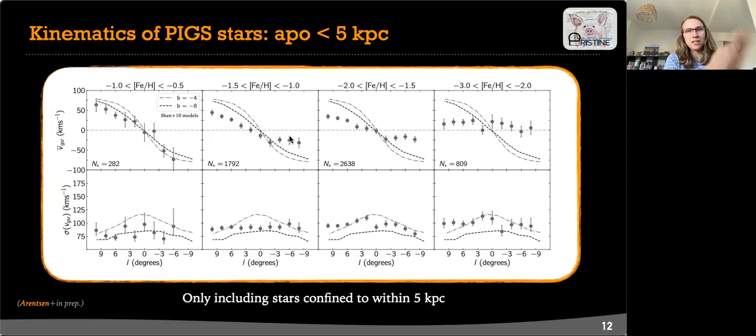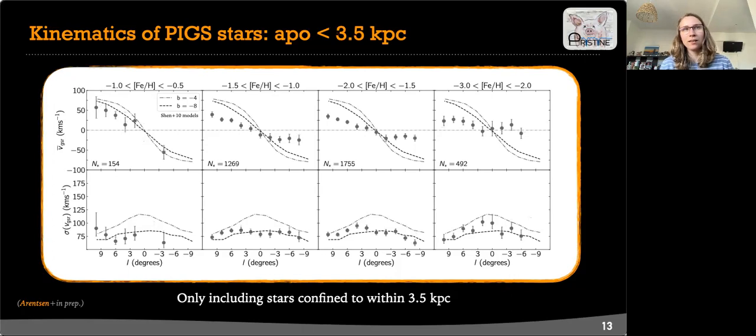And you still see this decrease in the rotational velocity. And if you keep only stars within 3.5 kiloparsec, this becomes even more visible. And what's interesting here is that there's still some rotation. There appears still to be some rotation, even in the very metal poor stars below -2, which was not really seen before, but now is visible. So this projection of longitude and using the radial velocities only is very useful, but now we have more information.